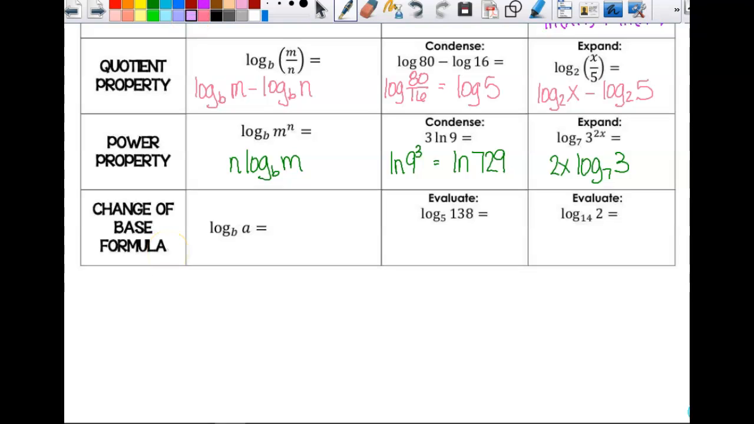Then our change of base formula, if I had log base b of a, remember that's going to become, you can make that 2 base 10 logs. The base, whatever the base is, that's the one that goes on the bottom. It looks like that. So this would give me log over log, right? The base is 5, so it goes down here, and then this is 138. And this would become both log base 10s, 14 on the bottom, 2 on the top.